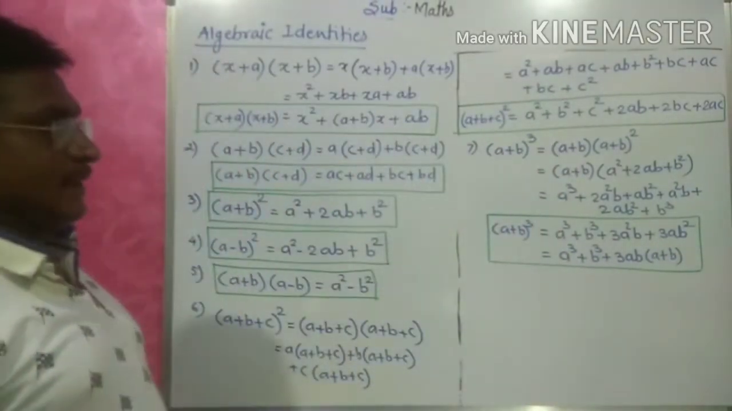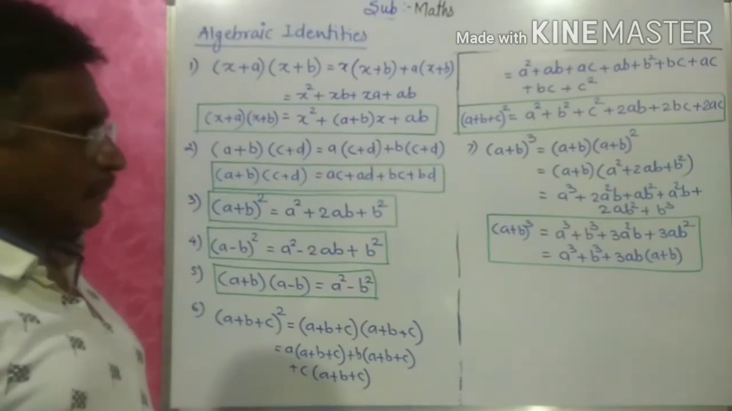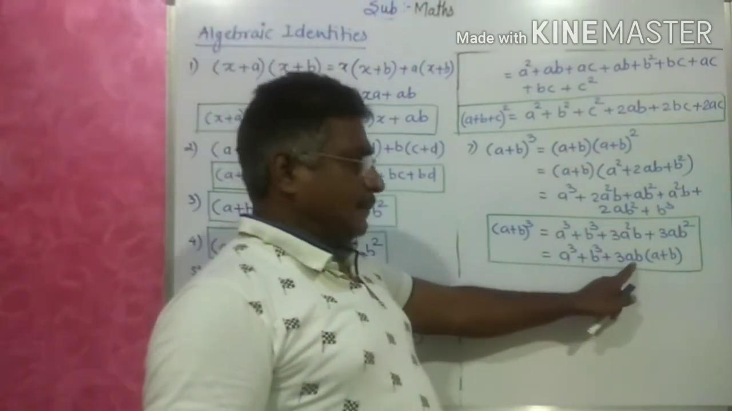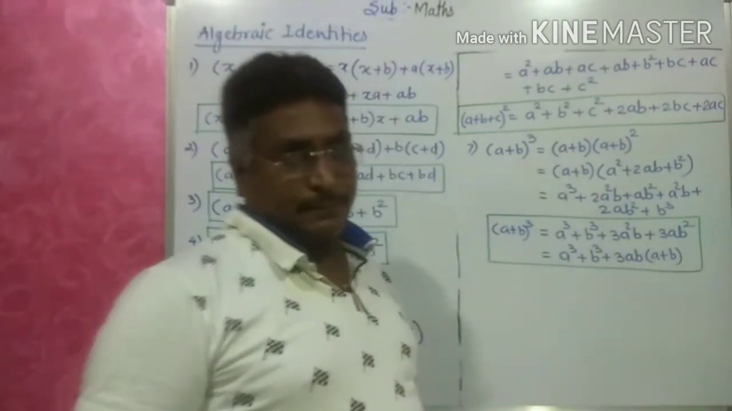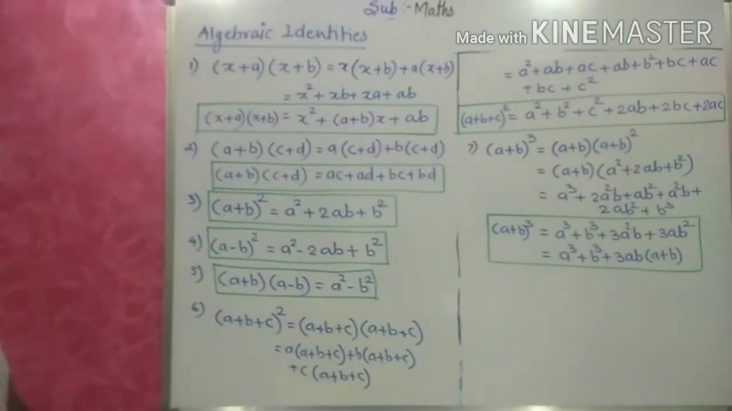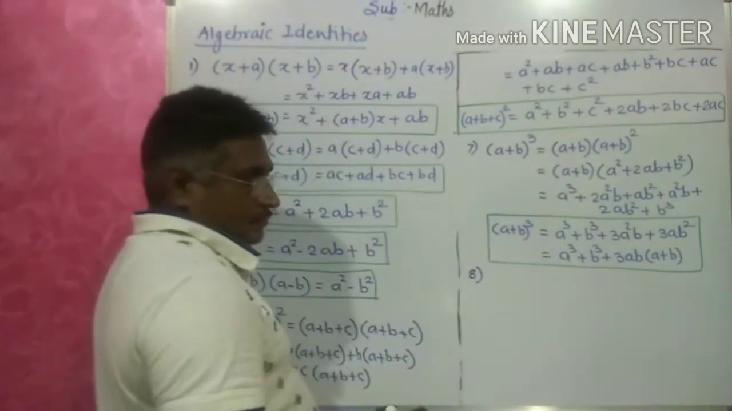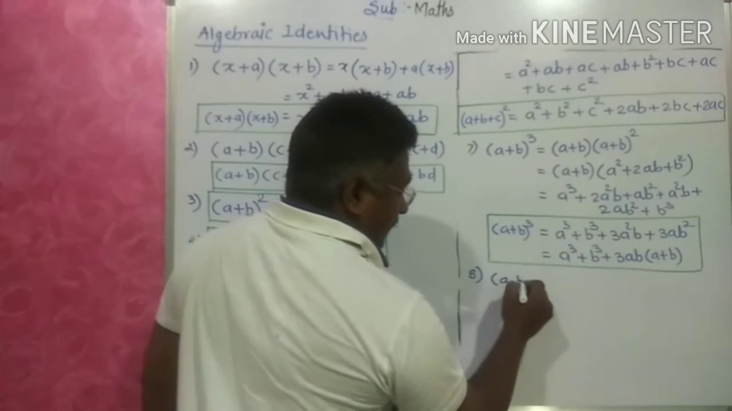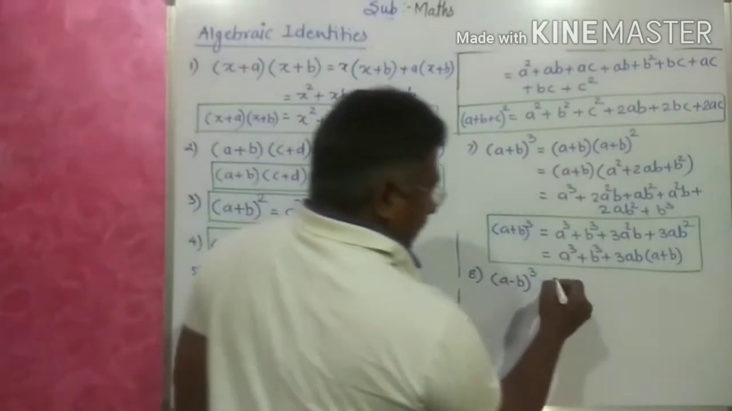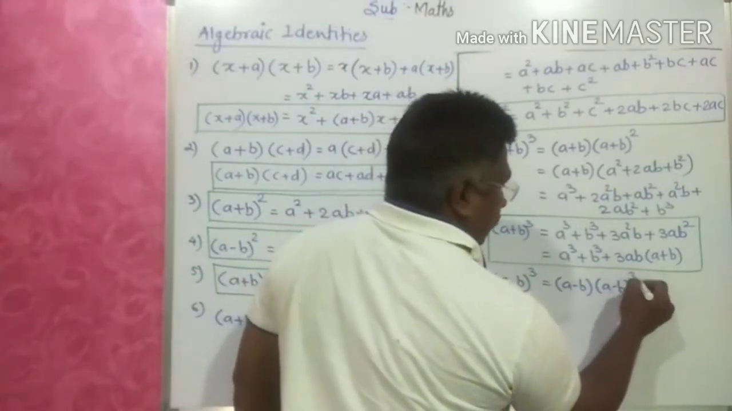A cube plus B cube plus 3A square B plus 3AB square, or A cube plus B cube plus 3AB into A plus B. Both are the same. Understood, student? Now eighth identity, A minus B whole cube. In the same way we can write A minus B into A minus B whole cube.